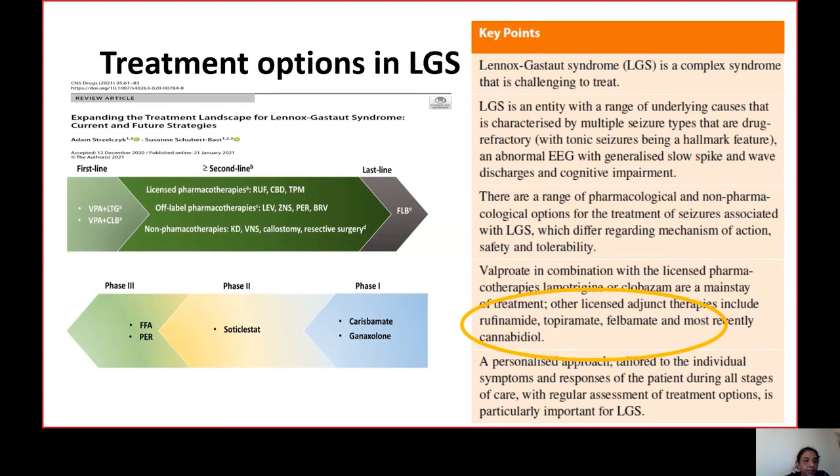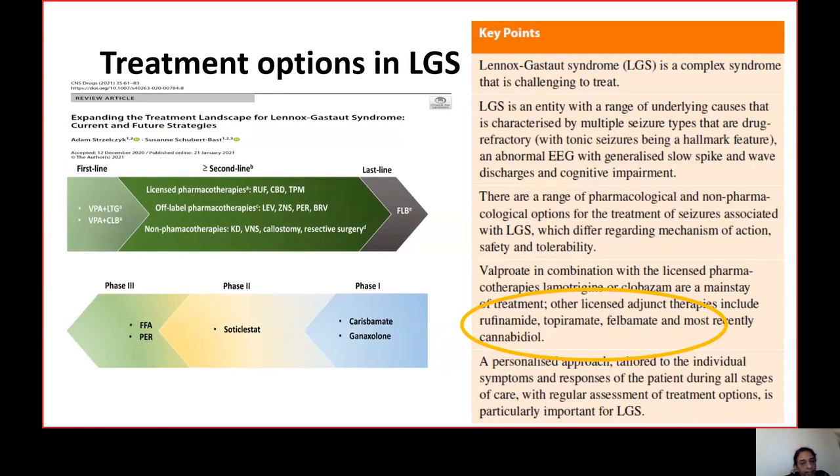And then the second-line drugs they have used are rufinamide, topiramate, levetiracetam, zonisamide. Those are used in the US. They have also used non-pharmacotherapies: ketogenic diet, vagal nerve stimulation, callosotomy, and resective surgery if they found something. And there's another new drug called felbamate, which has been used, and you can see that there are several other drugs in trial as well.